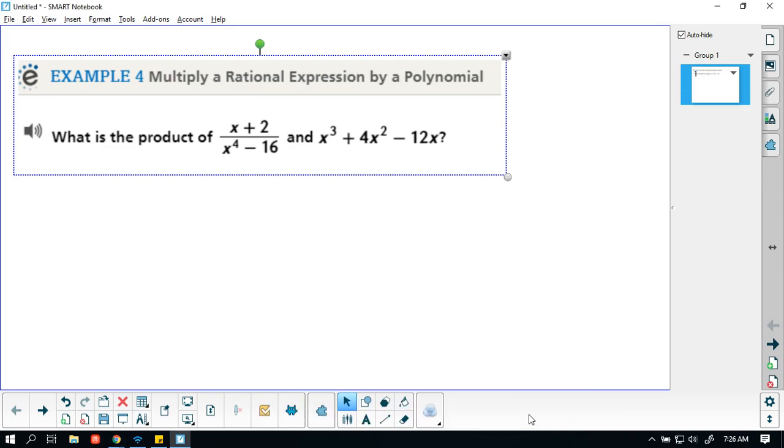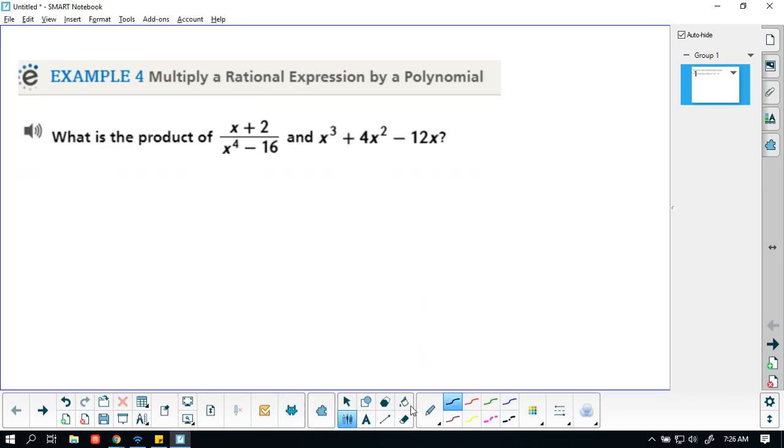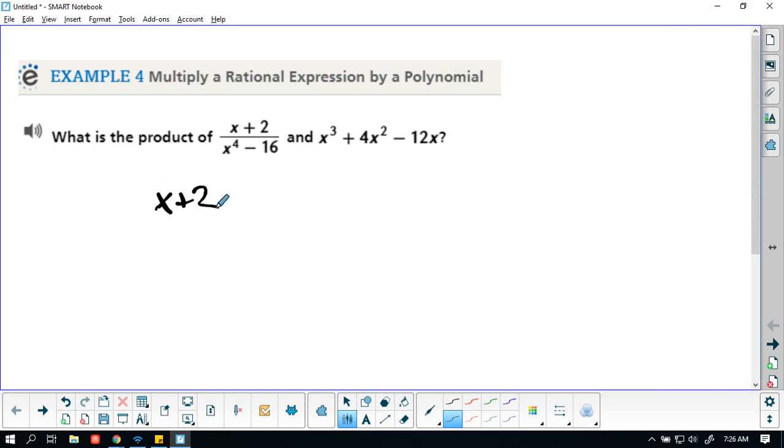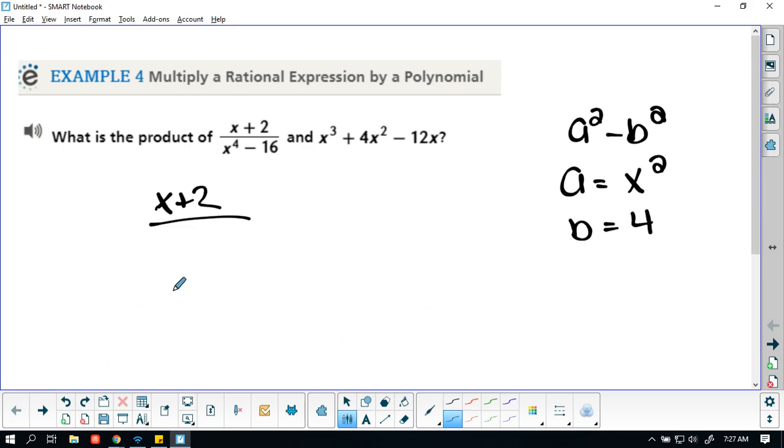Let's hide this so I can get my writing tools. And we're going to jump straight in here. First, I'm going to factor everything before I start the multiplication. So we have x plus 2 divided by, this is a difference of squares because it's a squared minus b squared, where a happens to be x squared and b is equal to 4. So we're looking at x squared minus 4, x squared plus 4.